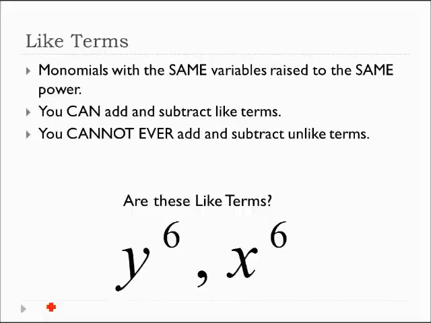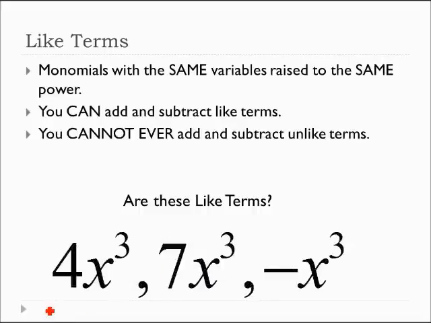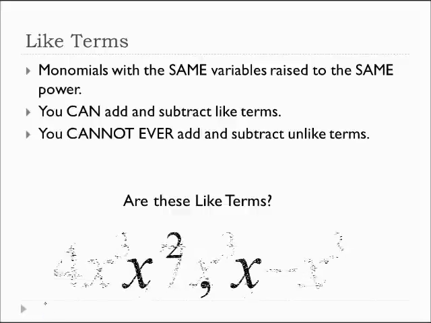Okay, how about these? They've got the same exponent, but it's not the same variable, so they are not like terms. You cannot add those or subtract them, ever. Okay, how about these? Okay, good. They all have an x. They all have the third power, which means they all have the same variable raised to the same power. If you wanted to, you could add these together. You could subtract them. That is okay because they are like terms.